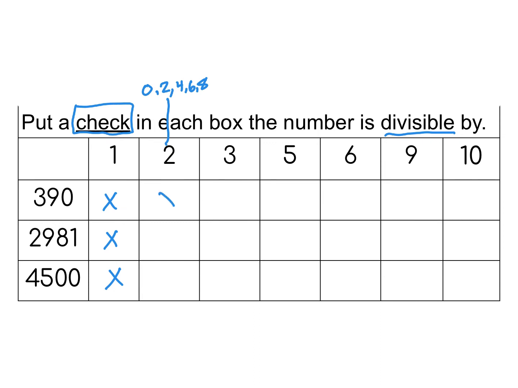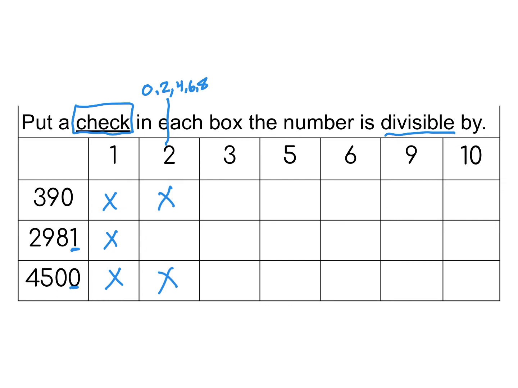So 0 works, 1 does not work. 0, again, works. Okay, so we're going to leave it blank if it doesn't work. That makes it a lot easier for me when I'm looking at your paper. A lot of kids will do a check and an X, and it's kind of hard to know which one is which. So just don't mark it if it doesn't work.